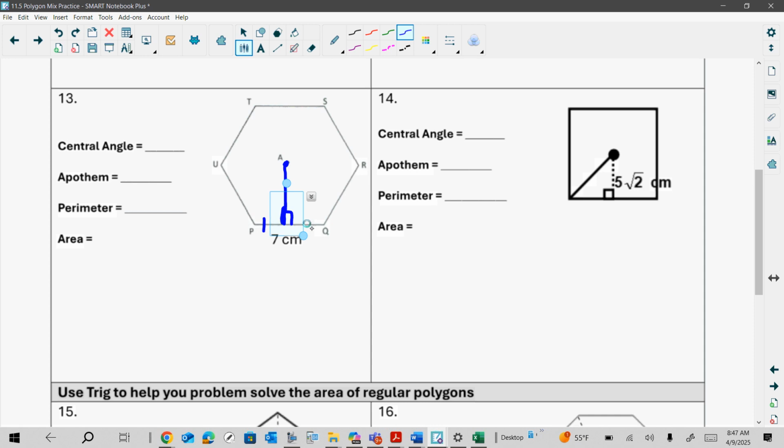And it will bisect the side. Okay. And then you're going to also have to draw your radius so that you create the angle. So your central angle is just taking 360 divided by n. We have 6 sides. If I do 360 divided by 6, that means my central angle is 60.